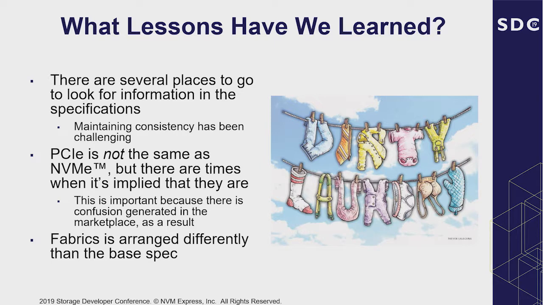The other problem is that when we started adding in fabrics, when we started writing NVMe over fabrics, the way that NVMe over fabrics is written is slightly different than the way that NVMe is written. So the structure is a little bit different, and some of the language conventions are a little bit different. All that stuff has made for an interesting interpretation exercise on the part of the reader. So we're going to try and fix that.